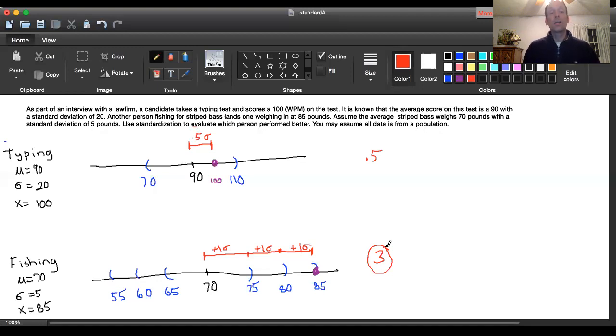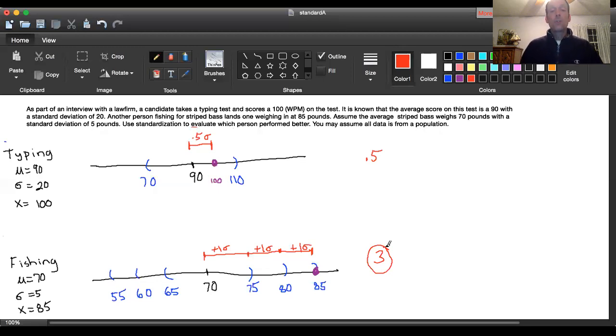That implies to us that the relative performance of the person who was fishing was much greater because their catch was 3 standard deviations above the average, whereas the person who took the typing test scored a score that was only half a standard deviation above the average. So not quite as far up there.